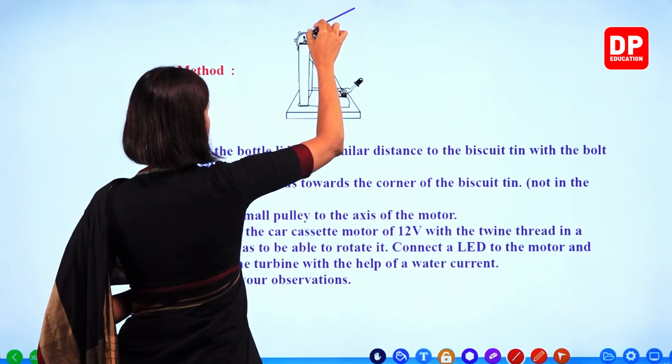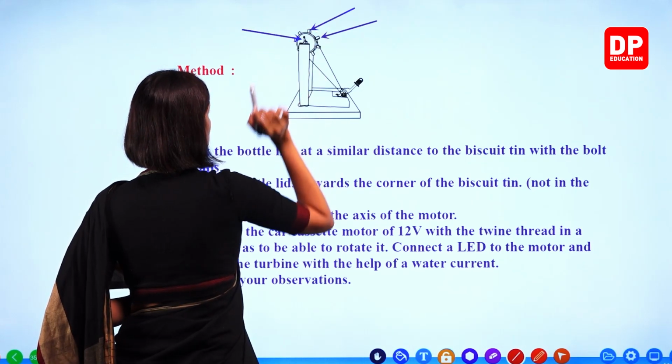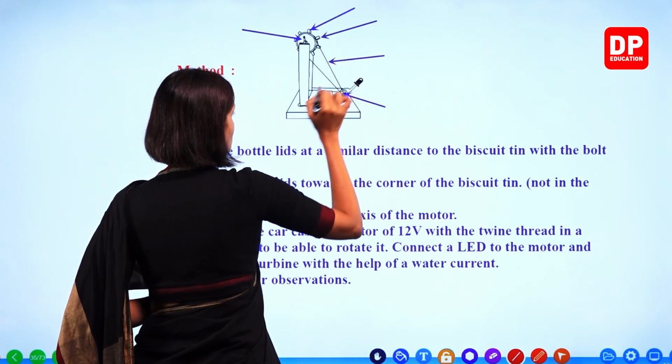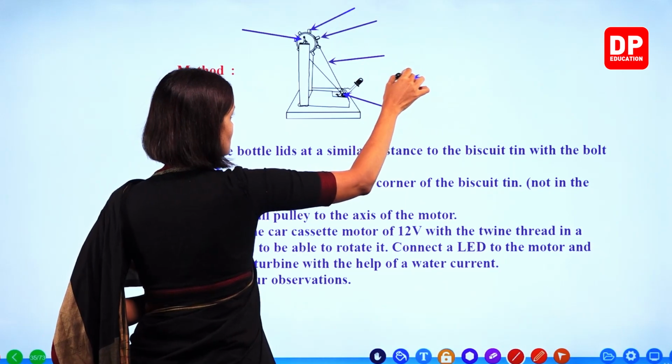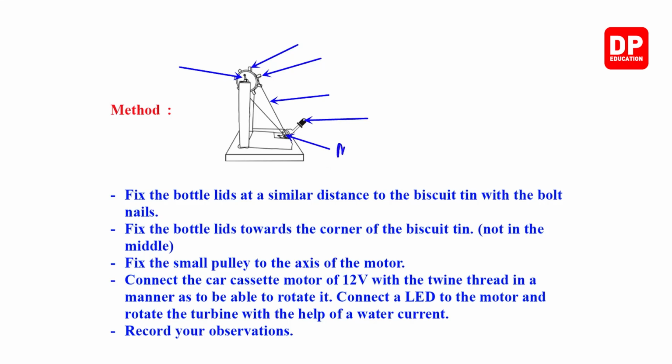So these are the bottle lids. This is the biscuit tin. This is the thread, small motor, pulley cannot be seen in the picture very clearly, LED bulb. Motor, LED, thread, bottle lids, and biscuit tin. You can simply write the tin.